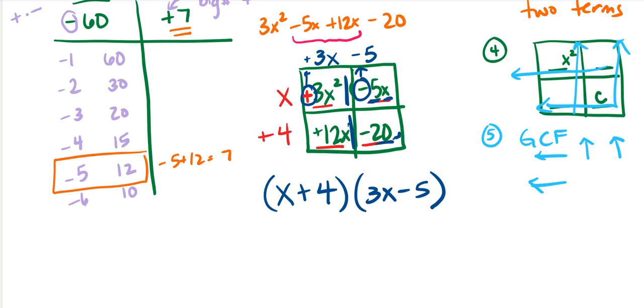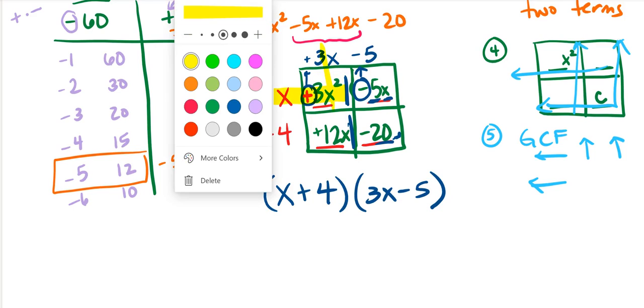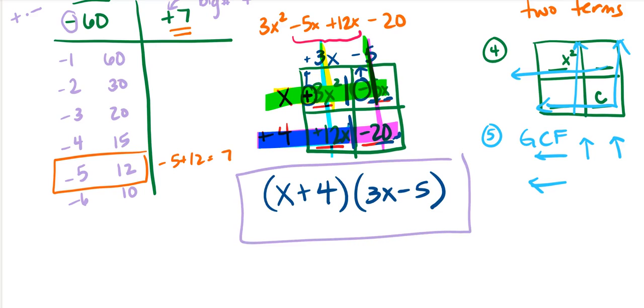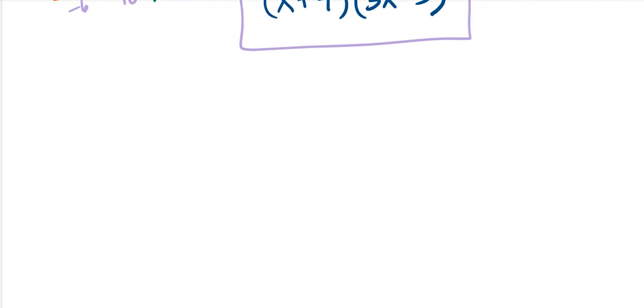I also want to point out that if I were to multiply things back together, x times 3x is 3x squared. X times negative 5 is minus 5x. 4 times 3x is plus 12x. And 4 times minus 5 is minus 20. So you can double check your answer that way. And there we have the box method. Let's do one more just for practice, and then you will have some videos on the other methods.